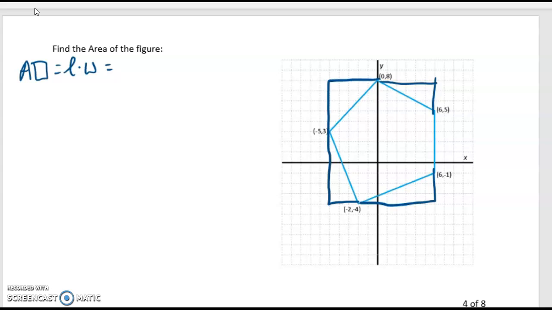So I've got 1, 2, 3, 4, 5, 6, 7, 8, 9, 10, 11, 12. So this entire distance right here is 12. And then I've got 1, 2, 3, 4, 5, 6, 7, 8, 9, 10, 11. So that entire distance is 11. So the area of the box would be 12 times 11, which is 132 square units, or units squared.